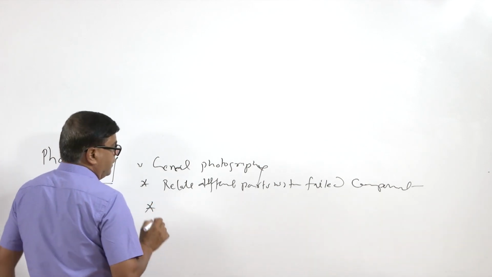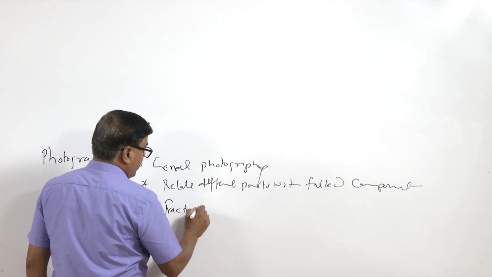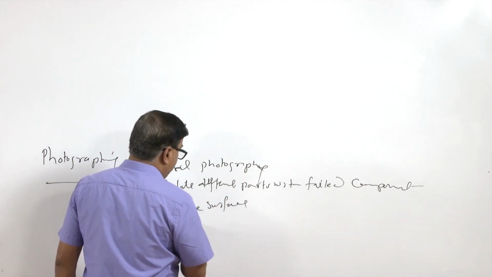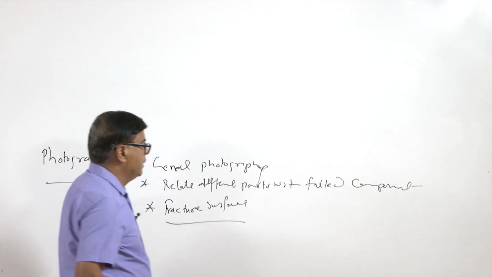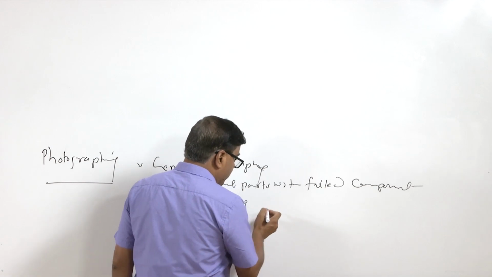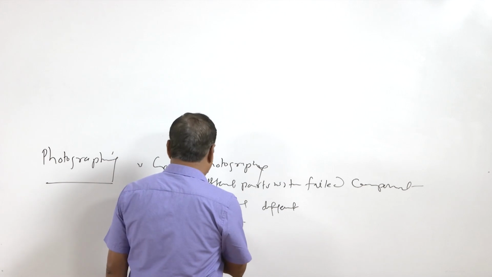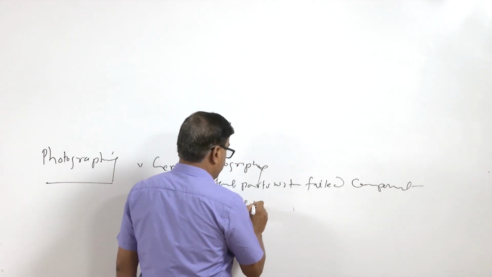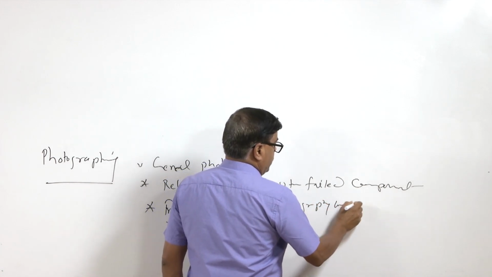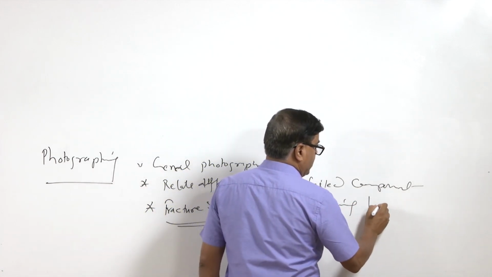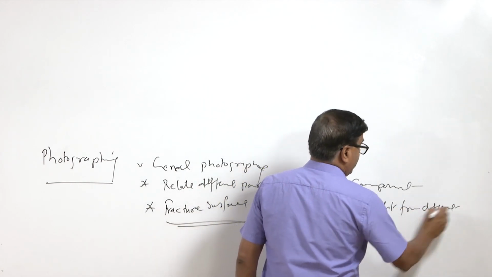And then if there is a fracture surface, the fracture surface needs more careful treatment with regard to photography. For that, fracture surface photography needs to be done using light from different directions.